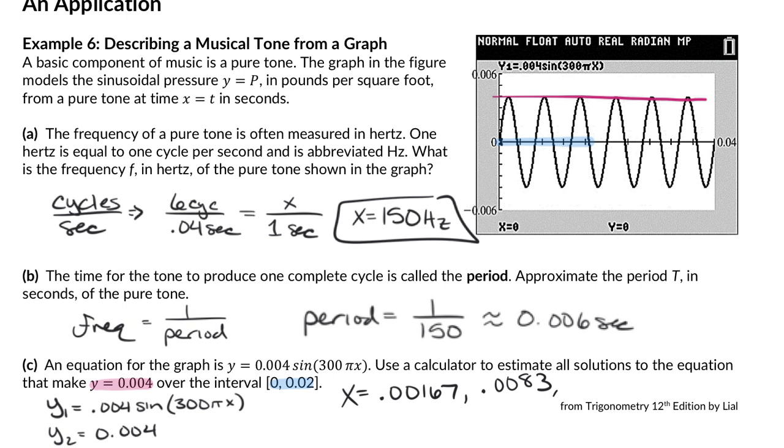I do all of that one more time. Second trace 5. Move the turtle over. Enter, enter, enter. And our last intersection point is 0.015. I'm just writing the solutions down so you can see what I'm doing. I just literally wrote the solutions that we got from the screen.